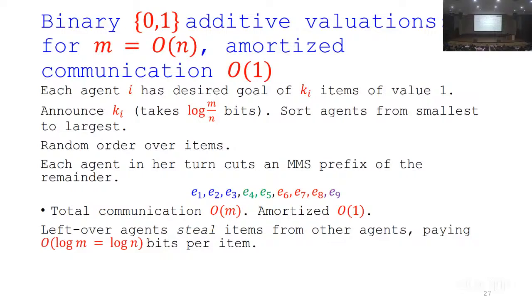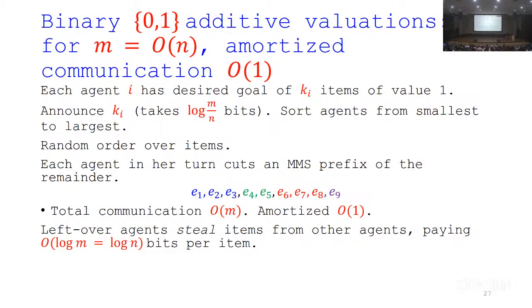So this part, the total communication is order m because we just have cuts in a sequence of length m. So amortized per agent is order 1. Some agents would cut later, some earlier. But the problem is, are there enough items for each agent to be able to get a bundle? Maybe at some point we run out of items and we still have agents left. So the leftover agents, we need to do something with them.